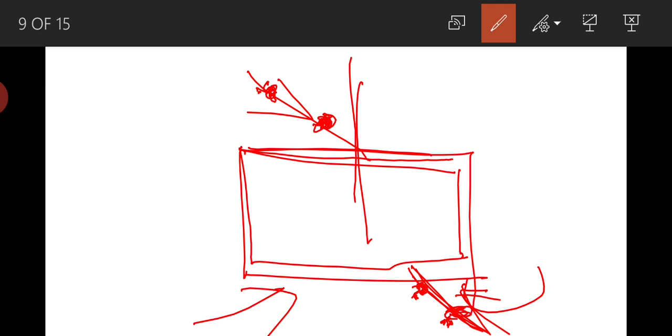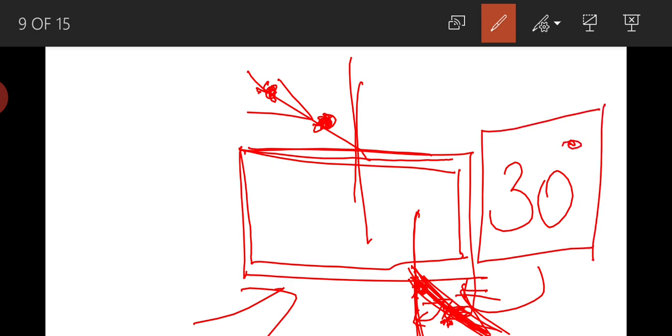Join these 2 points. After joining these 2 points, draw a normal here and measure the angle between the normal and this line. Now this line will act as the emergent ray, and when you measure the angle between the emergent ray and the normal, that angle will be equal to 30 degrees.